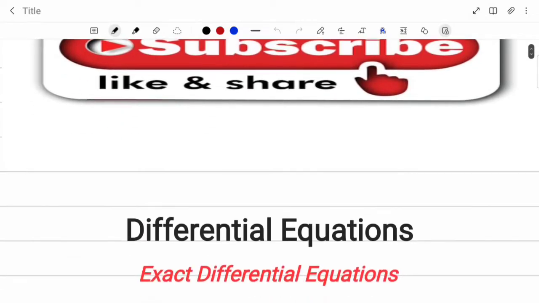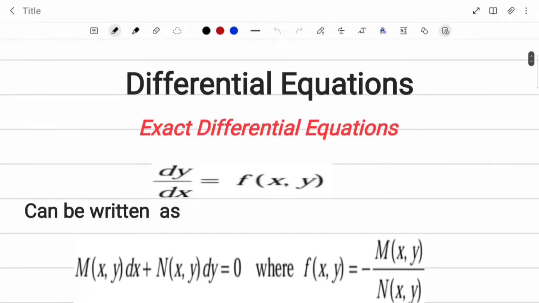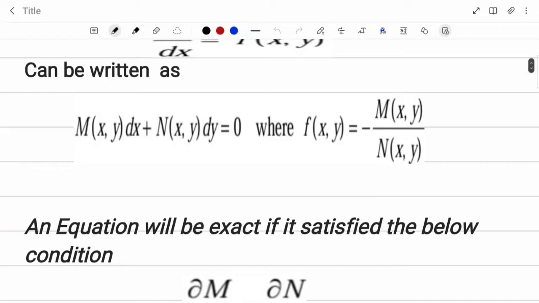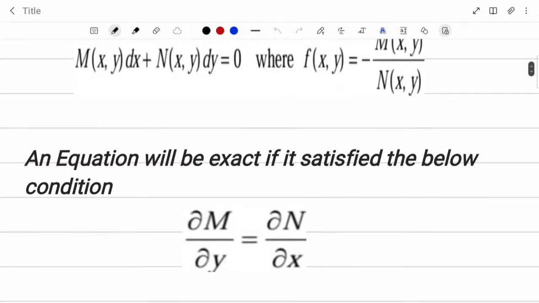Okay, today we will discuss exact differential equations. We have dy over dx equal to a function. Remember, this would feel like a homogeneous function or even a non-homogeneous function, but there we don't have linear factors. This can be written in this particular form, and we will call an equation exact if it satisfies this particular condition.